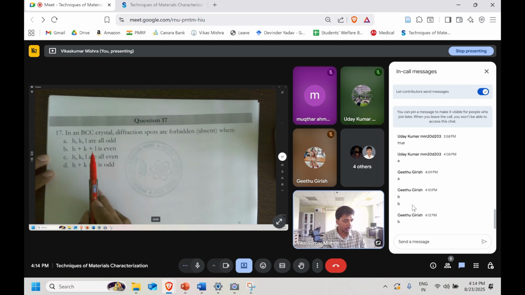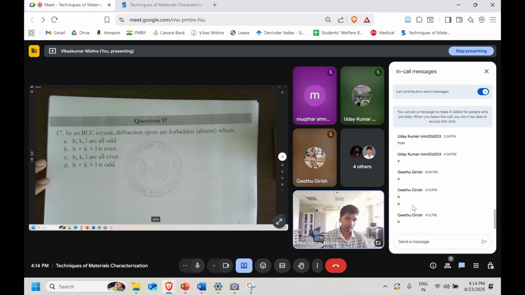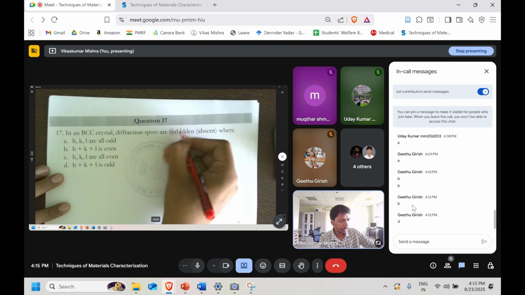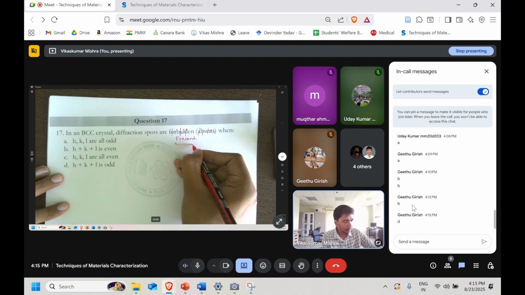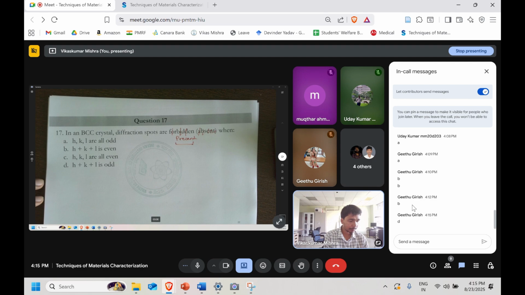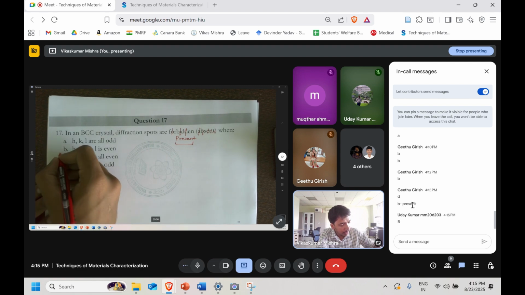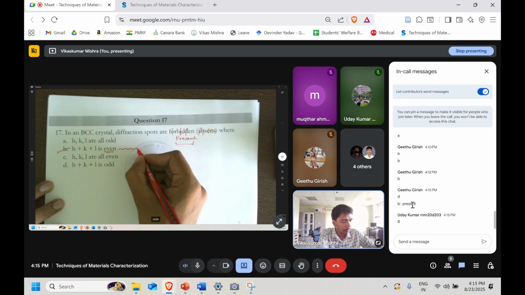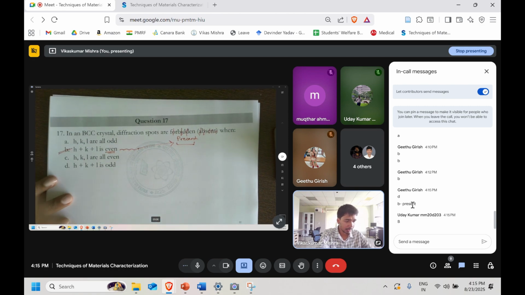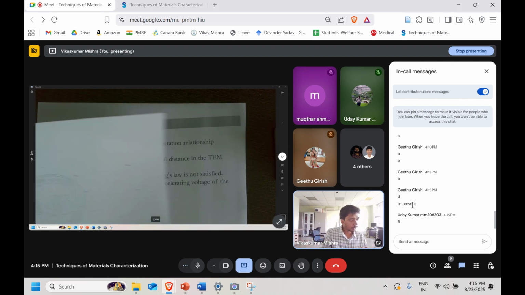Question number 17. In a BCC crystal, the diffraction spots are forbidden, absent, when? Let's not talk about the absent, let's talk about the present. Under what condition will the diffraction spot be present? Okay, you answered D for the absent one. Very good. So the right answer is option B over here. So H plus K plus L, if it is even, then the diffraction will be satisfied. This is the criterion for the BCC. Now let's move to the next question, question number 18.